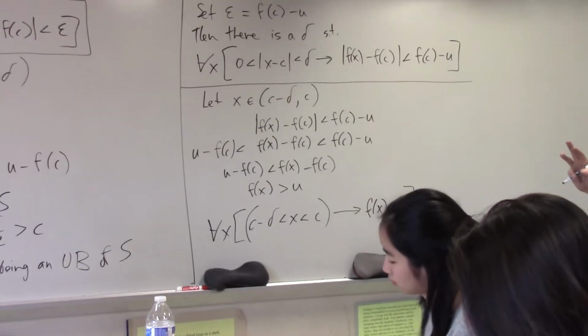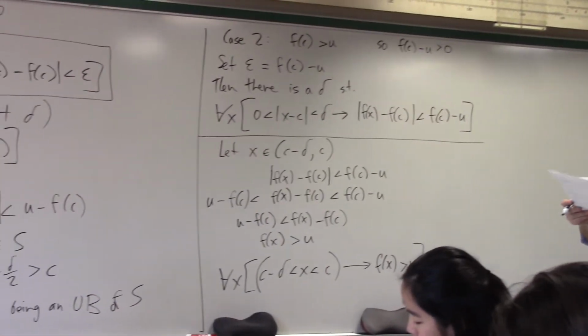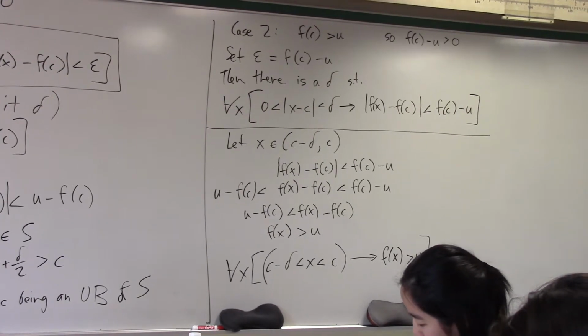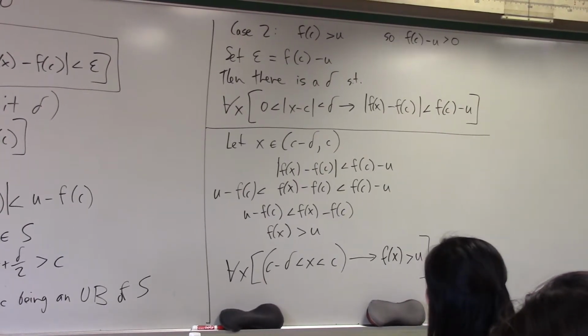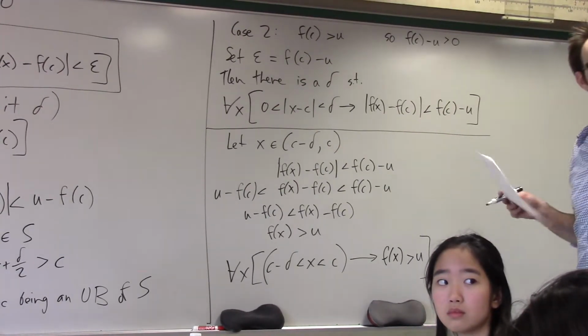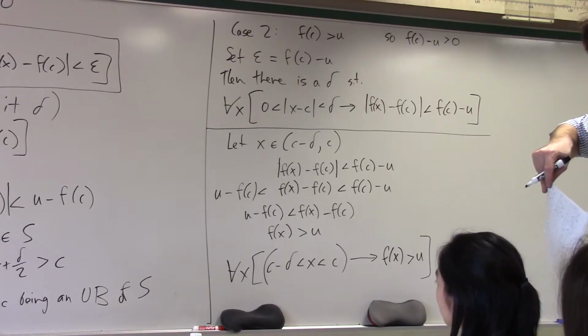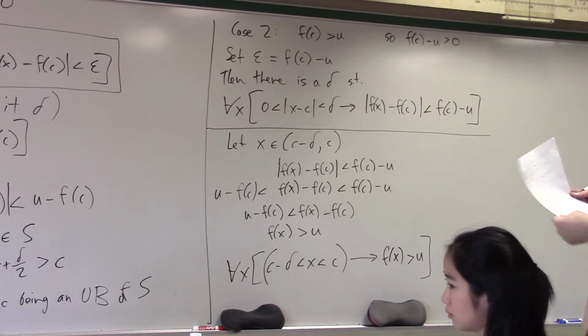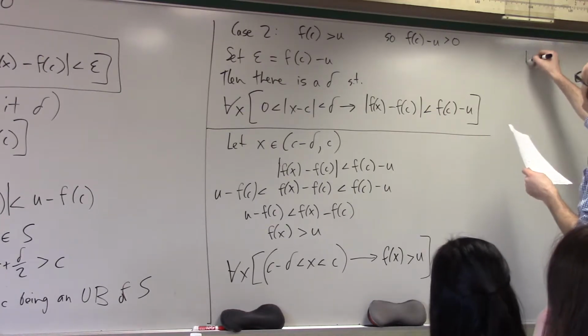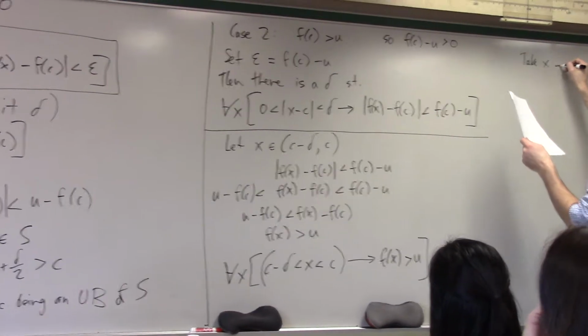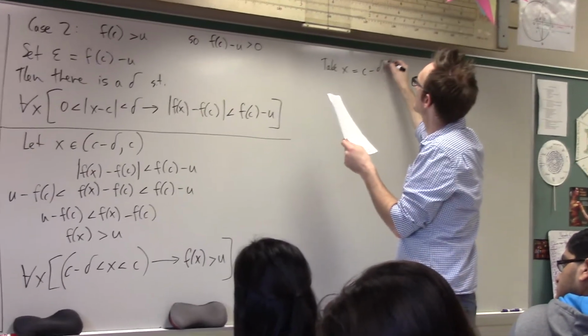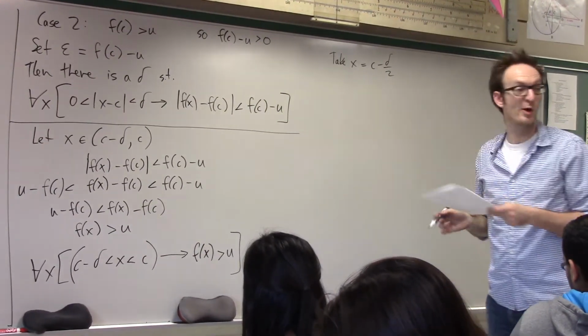Agreed? Okay. So since this is true, again I need to pick a point which is going to be a counterexample. Don't bother changing the camera, people who are here live. I need a point which is a little bit less than c now. So take x equal to c minus delta over 2, for example.